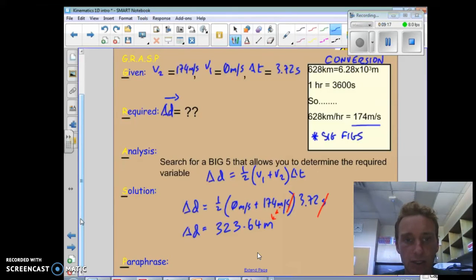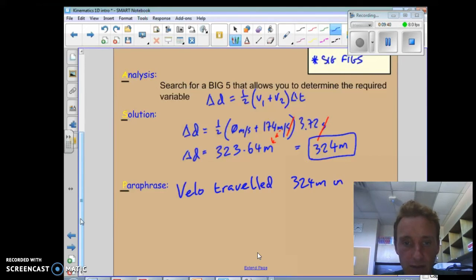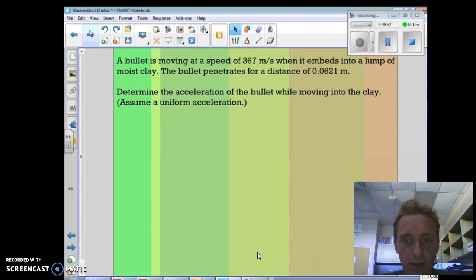So the final thing you would do in the GRASP method is the P, which is paraphrase. Sometimes you will have seen this as a GRAS, in which case the final portion is a statement. So the 323.64, we want to write that using the correct number of significant digits. So we're going to say 324 rounding up for 3 significant digits. So our paraphrase at the end, we write out our answer. Velo traveled 324 meters in this time. Okay, that's quite an achievement, but she is in a race car and she is moving at a serious rate.